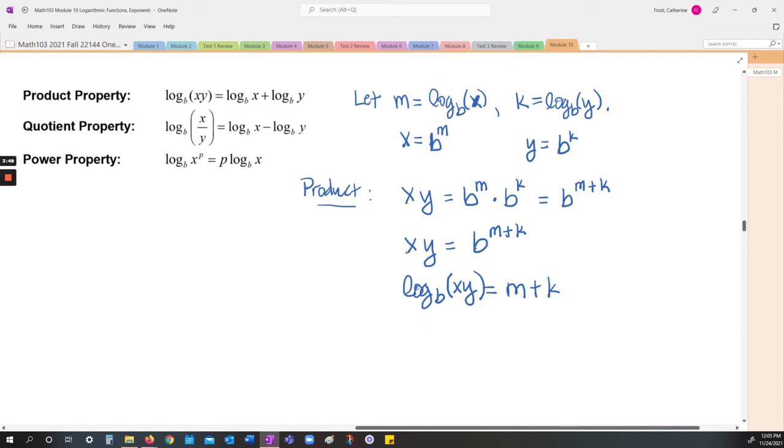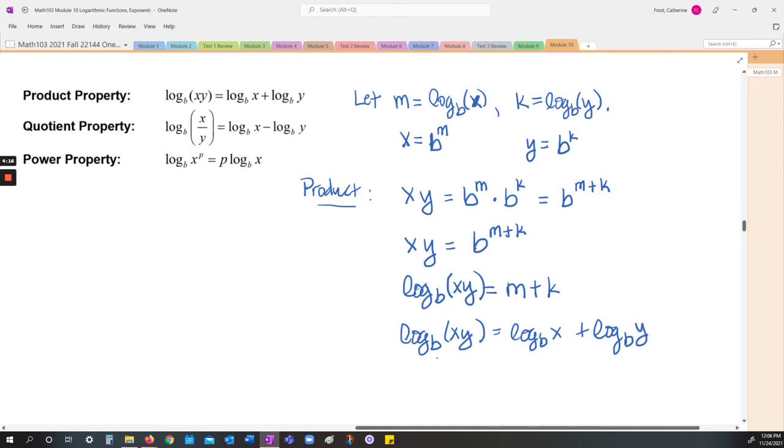You could also think of taking the log of both sides. That also works. And so remember what the m and the k were to start with. They were those individual logs, log of x and log of y. So what we now have is that log base b of xy is indeed equal to log base b of x plus log base b of y.